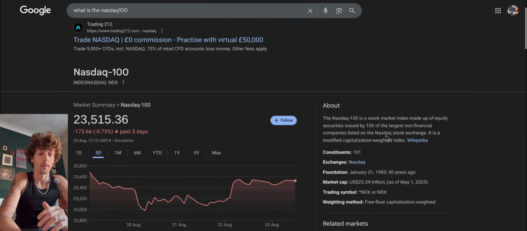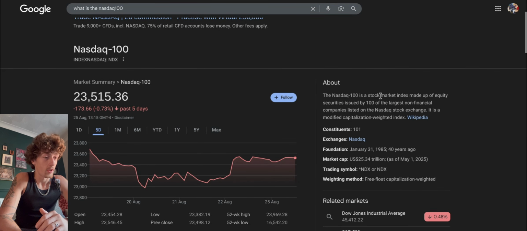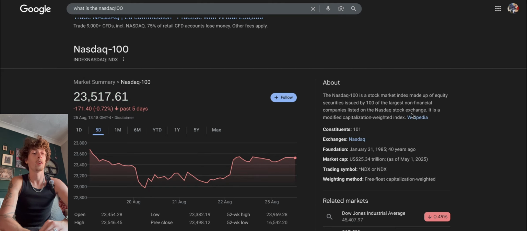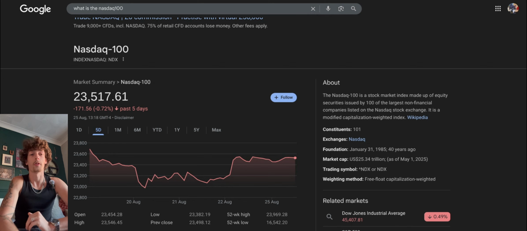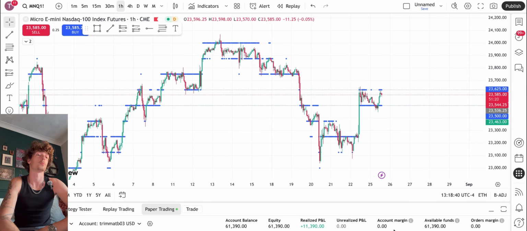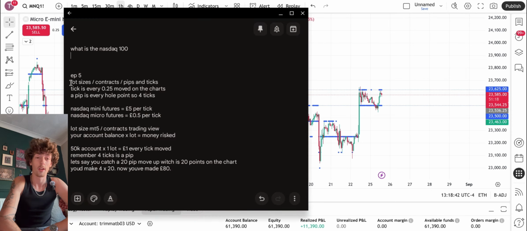Like if you look at the Google definition of it, stock market index made up of equity securities issued by 100 of the largest non-financial companies listed on the Nasdaq stock exchange. Sounds like a load of jargon, and it does make sense, but we ain't here for all of that. I'm here to make it as simple as possible for you so we can actually understand it.